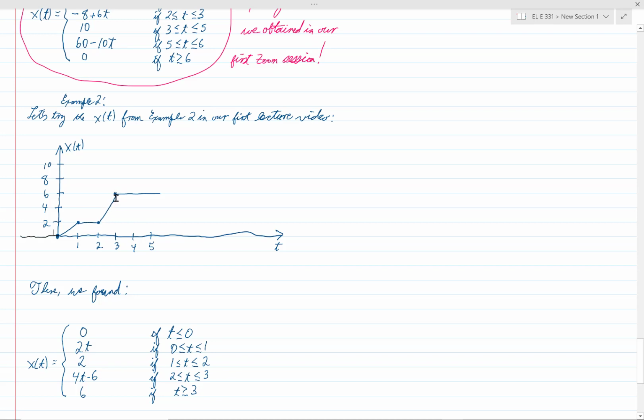And then I have another slope here. Let's see, what is this slope? We go from 2 to 6. So we have an increase of 4 in a distance of 1. So we have a 4r, but we want that to start at 2. So that's 4r of t minus 2. And then to flatten out that 4r of t minus 2, we'll have to say minus 4r of t minus 3. And that will flatten it out. And that's all we should have.